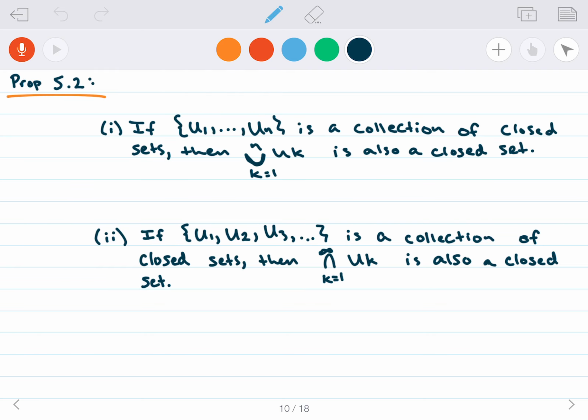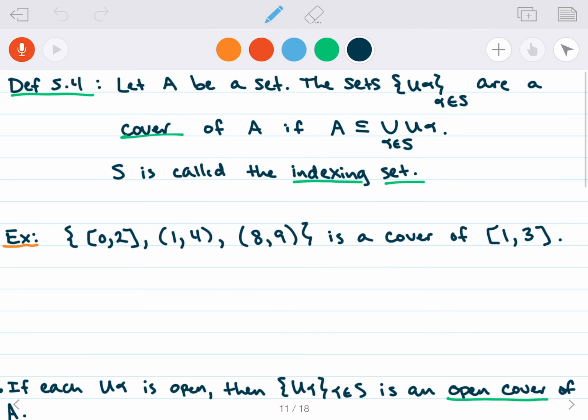Okay, here's another proposition that I am not going to prove, but it can be handy. So if you have a finite collection of closed sets, then the union of each of the sets in that collection is also closed. And if we have a countably infinite collection of closed sets, then the infinite intersection is also a closed set. Okay. All right, and now comes the open cover stuff.